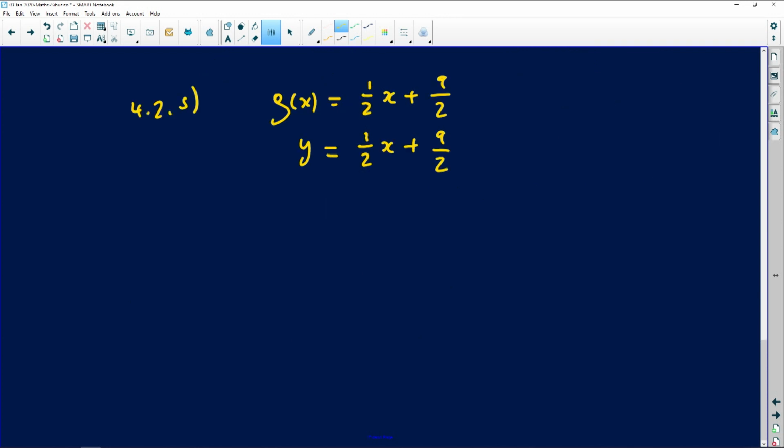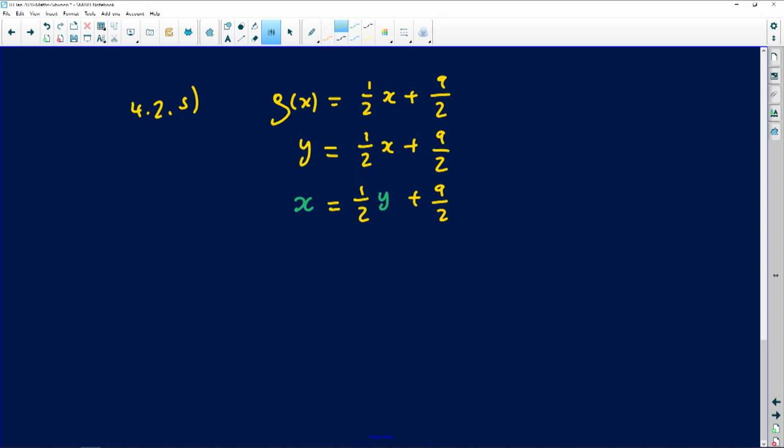Now, to find an inverse, the first thing you do is you interchange the x and the y. Where you see x, you put y, and where you see y, you put x. Everything else stays the same. You don't change anything, except that you interchange the x and the y. Our x is now a y, and our y is now an x. And then after, you then make y the subject of the formula.